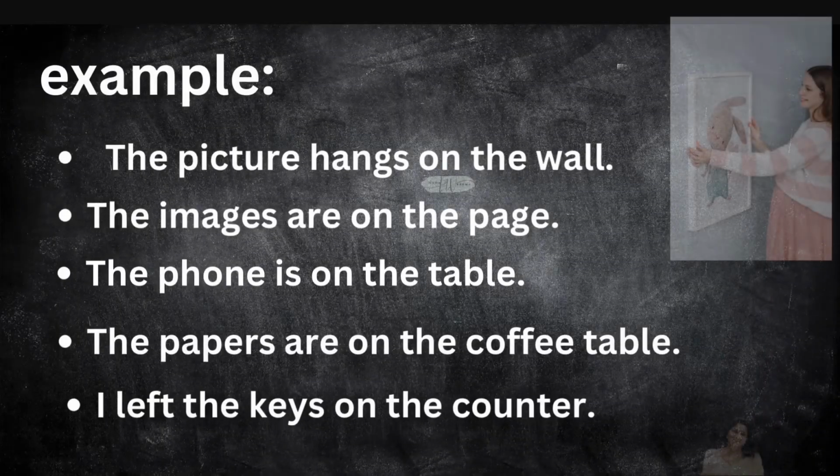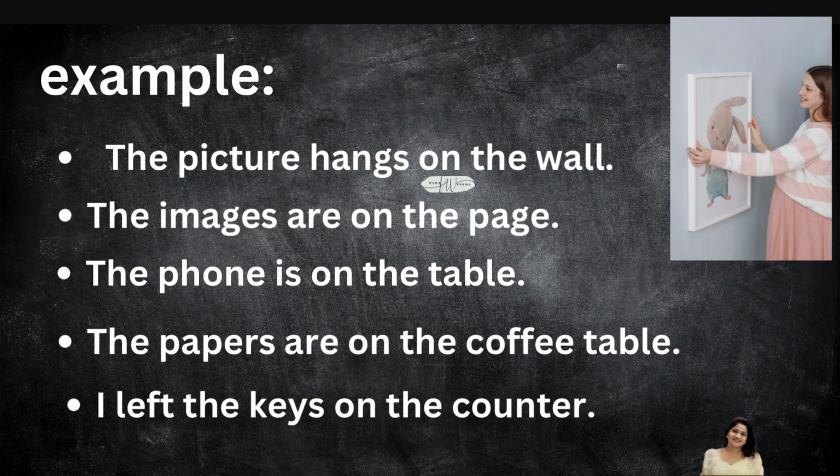For example, the picture hangs on the wall. The picture is in contact with the wall. The images are on the page. The phone is on the table. The papers are on the coffee table. I left the keys on the counter. So in one way or the other, the thing which we are talking about is in contact with the surface of the other thing.